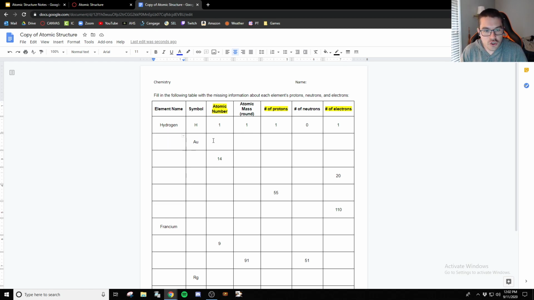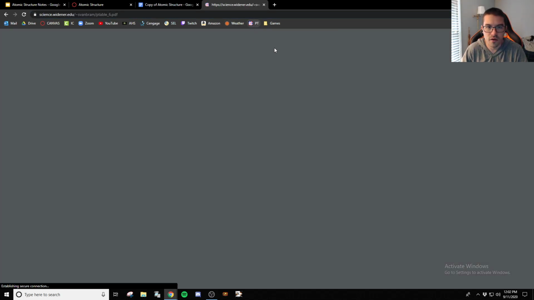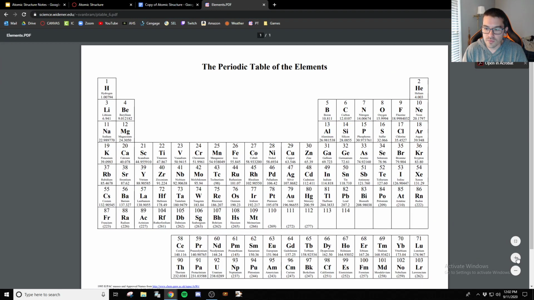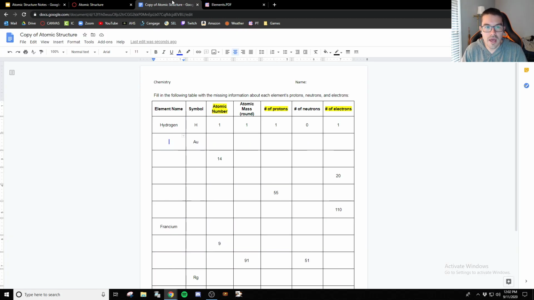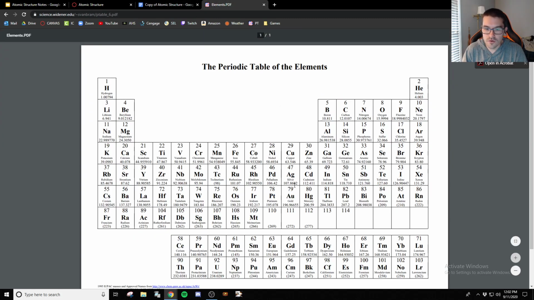Once again, each row is a separate problem. Each row is talking about a separate element on the periodic table. For this one, the starting information is the symbol AU. So I'm going to pull up my periodic table and make this a bit bigger. We need to find the element that has the symbol AU, and then we're going to fill in all this missing information. Okay? So here is AU right here.